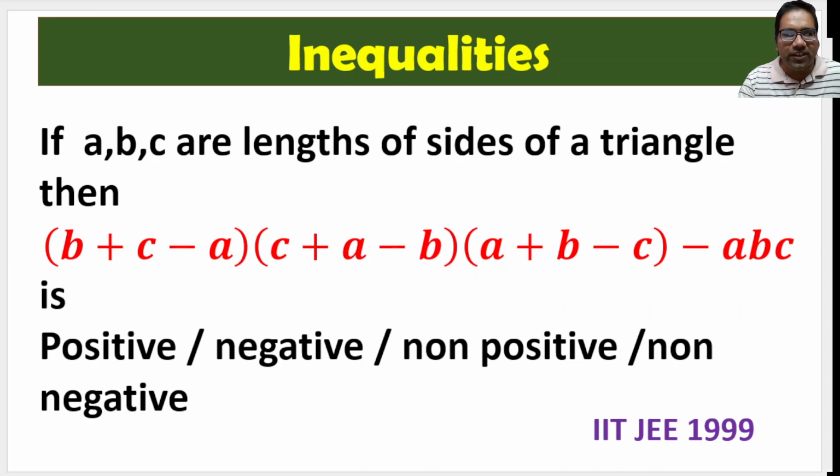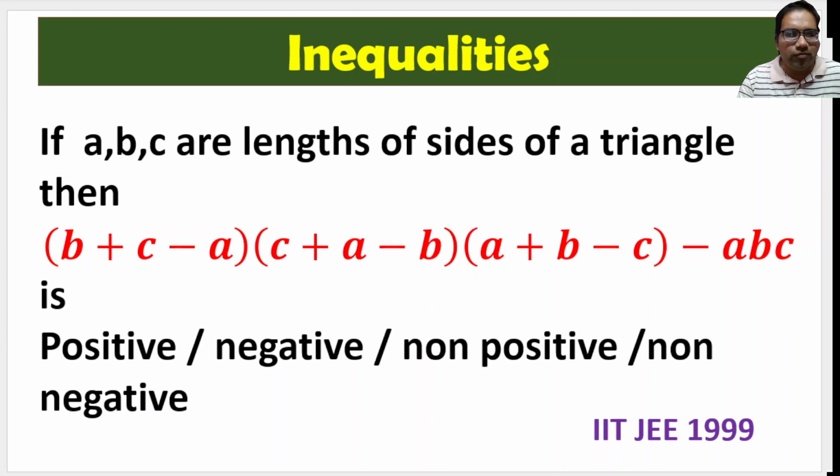Hi friends, here we are given a, b, c are lengths of sides of a triangle. Then this expression, (b + c - a)(c + a - b)(a + b - c), whole of this minus abc, whether it is positive, negative, or non-positive or non-negative.